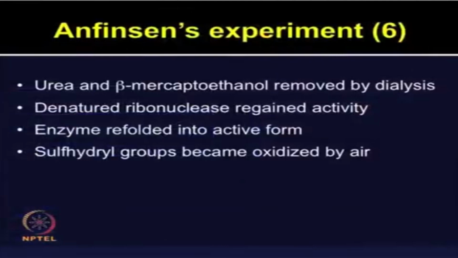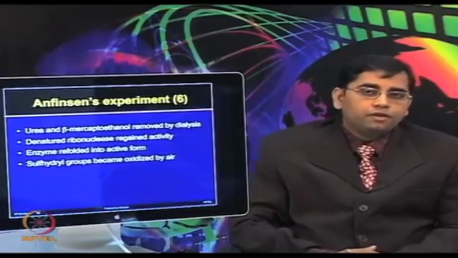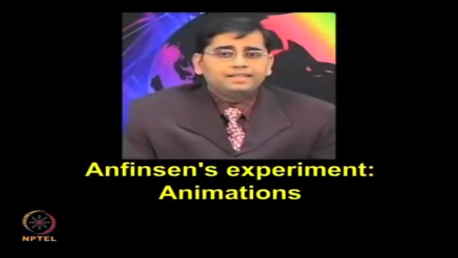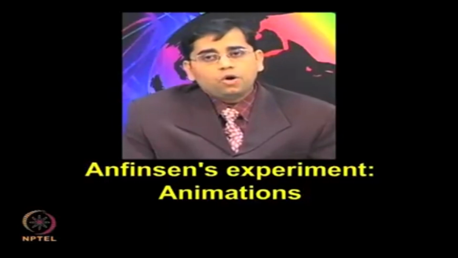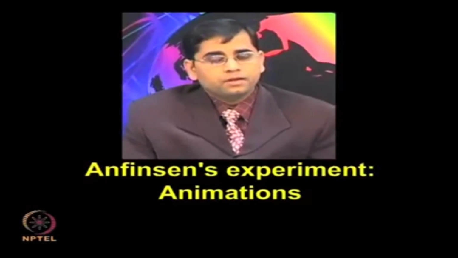So, in Anfinsen's experiment, he removed urea and beta mercaptoethanol by the dialysis process. The denatured ribonuclease regained its enzyme activity. The enzyme was refolded into the active form, and the sulfhydryl groups became oxidized in the presence of air. The experiment proved that the information required for a specific catalytically active structure of ribonuclease is contained in its amino acid sequence. The classical study of Anfinsen proved that all the information which is crucial for protein folding resides in its primary sequence. Let me explain this experiment in the following animation.